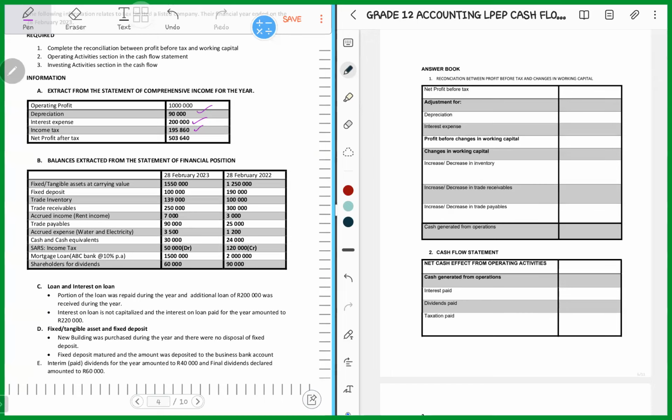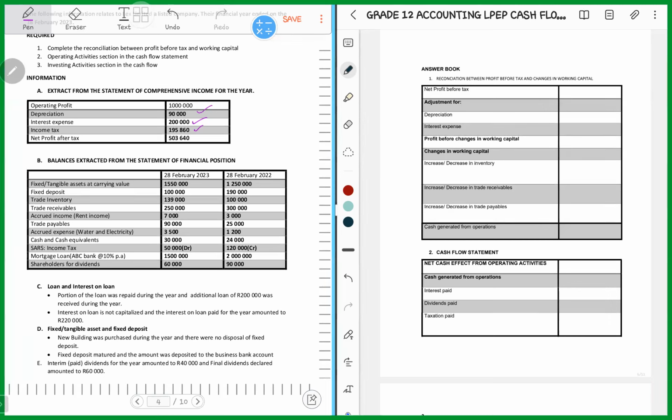If you notice, it has decreased, and a decrease in fixed deposit, by the way, is a financial asset. It is an investment. Any decrease in investment is an inflow. It means whatever we invested has matured. The money was returned to us.